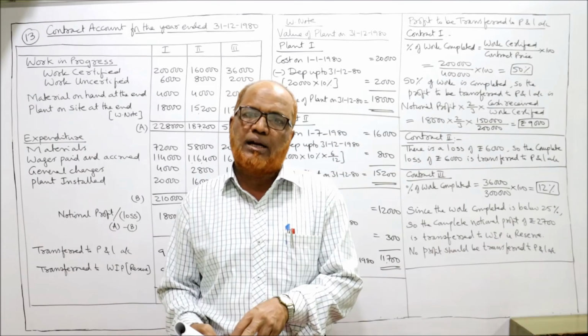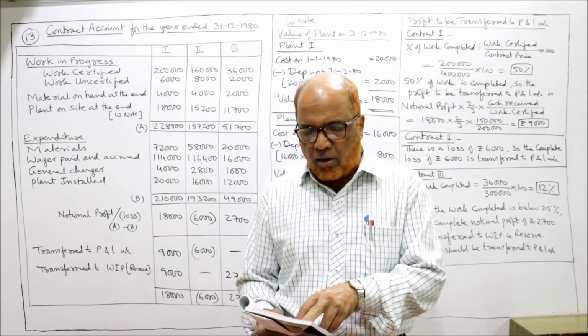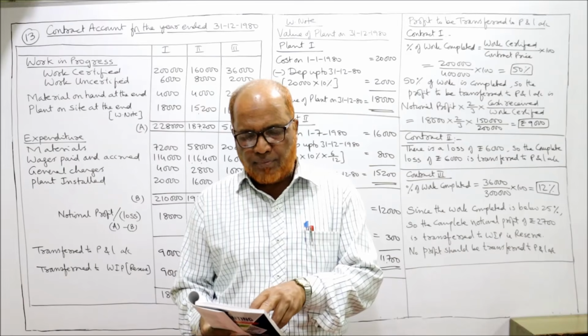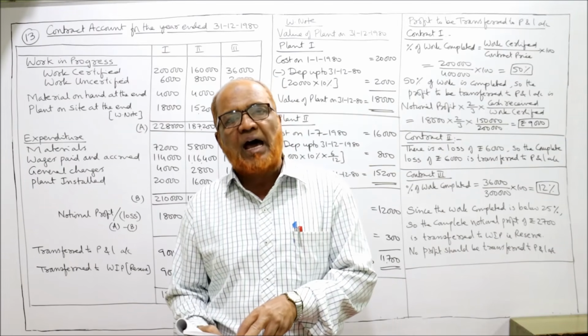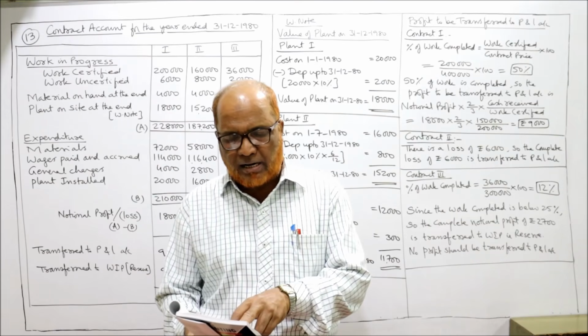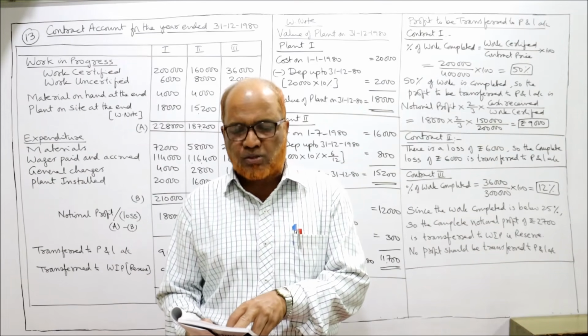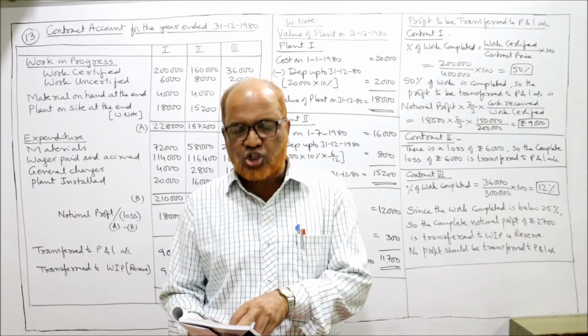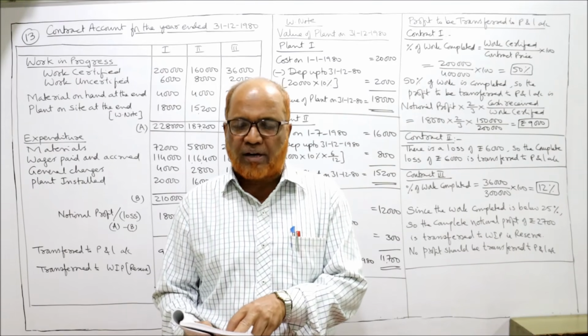All these will be taken on the debit side. Then material on hand, credit side. Wages accrued will be added to wages. Work certified is given in the problem for all the 3 contracts. Cash received in respect thereof. Work finished but uncertified work.